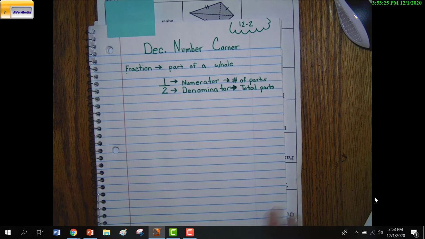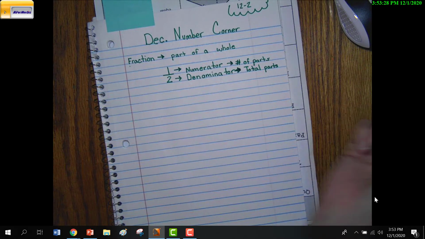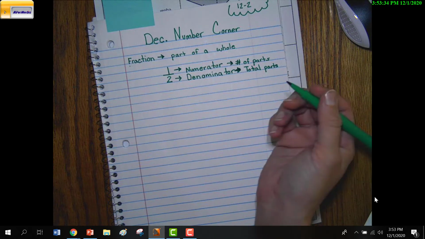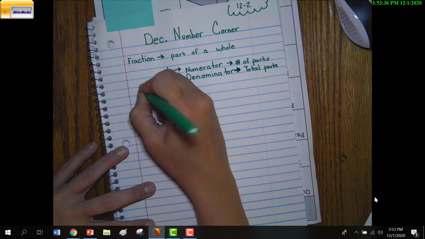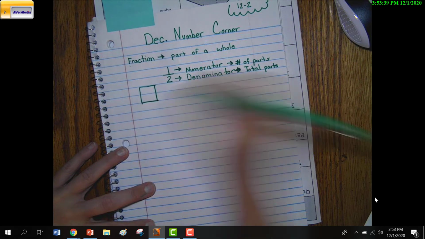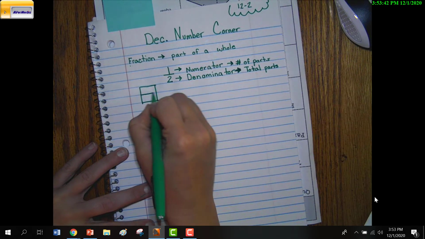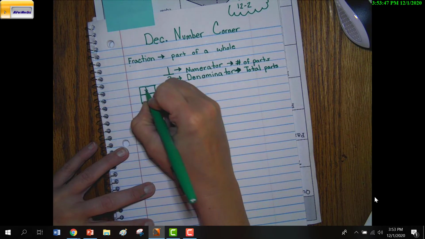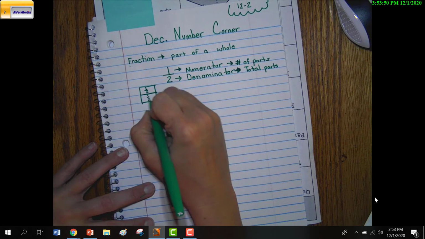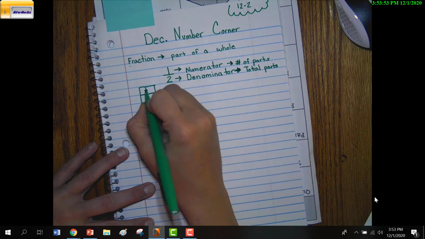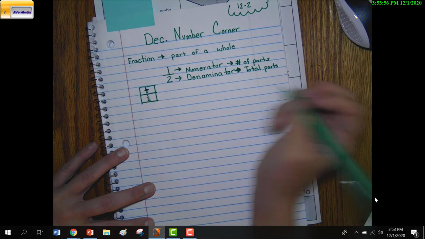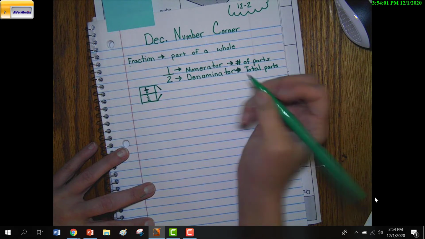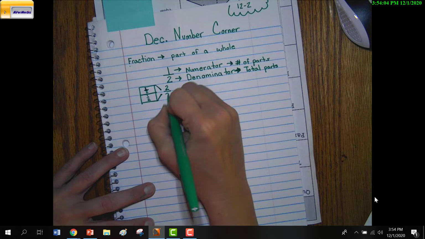So to do 1/2, we're going to draw a picture just to show what that means. I want you to draw a shape, like a square or a rectangle, or even a circle. Go ahead and draw that now. And I just want you to divide it in half one time. Okay? Then we're going to label it. This part is a half, and this part is a half. Each part is worth 1/2 of the whole object, and the whole object is a whole square. 2 out of 2. It's the whole.